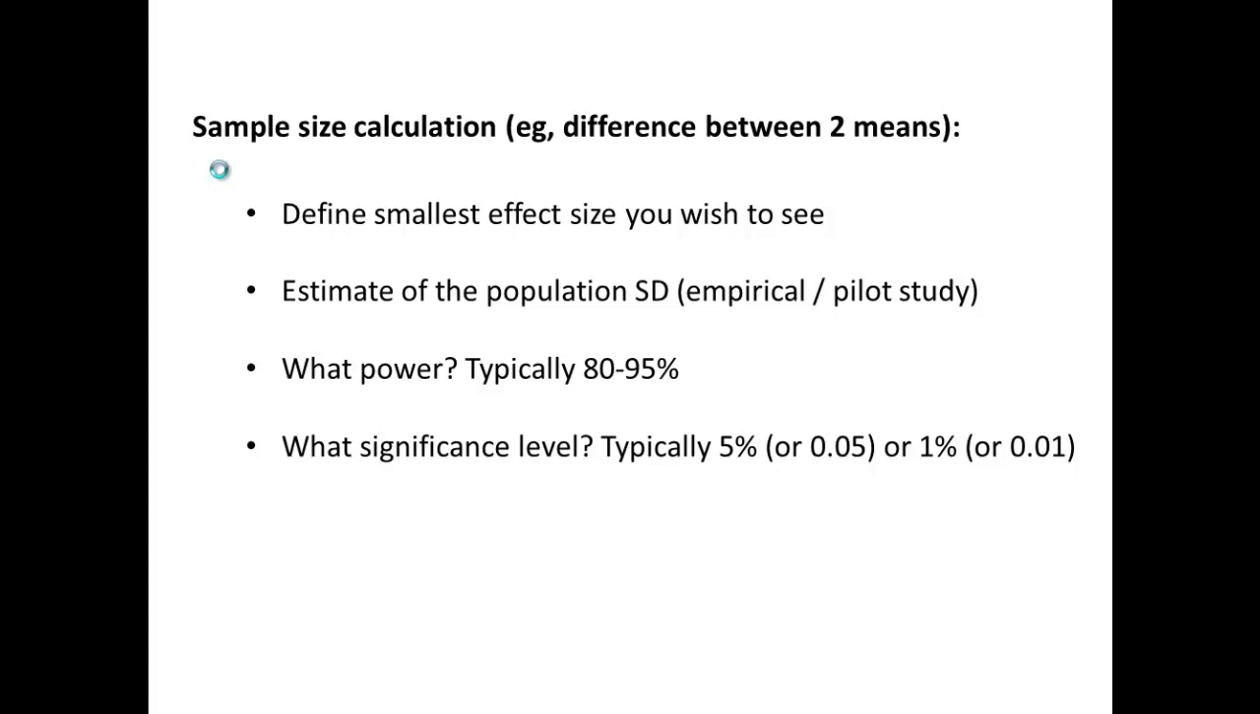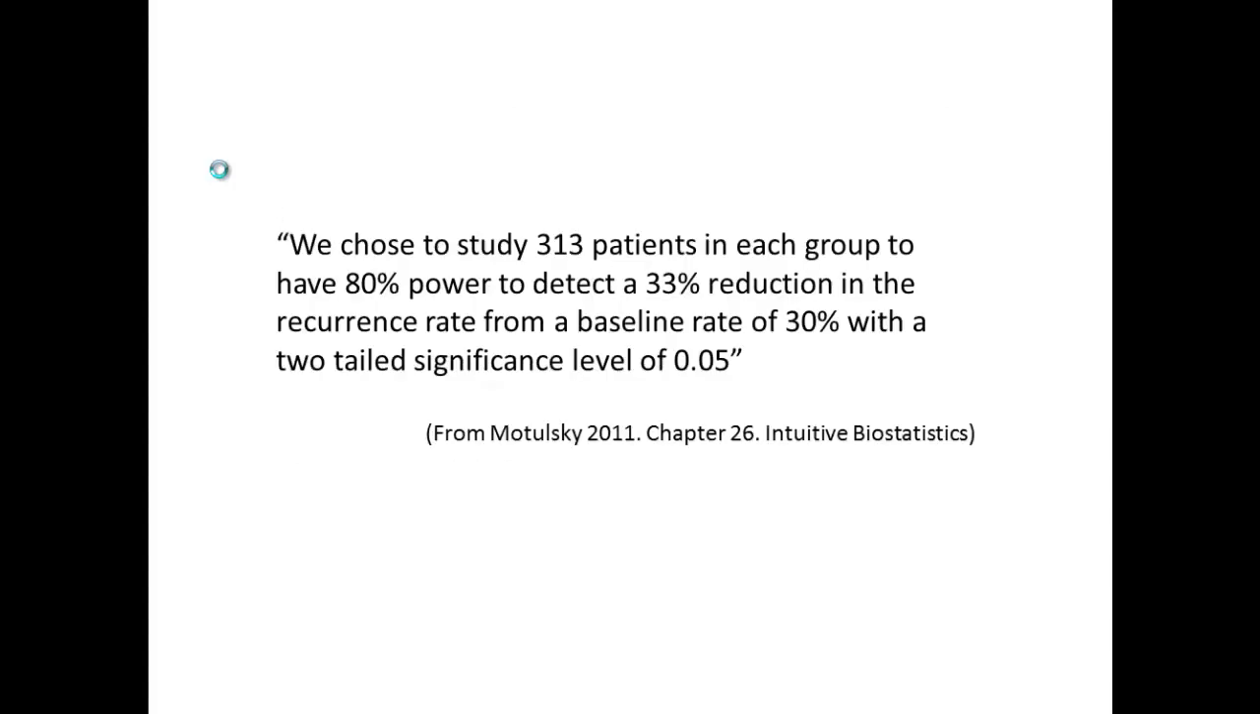The actual equation for a power calculation itself depends on what you're trying to estimate. So there are different equations for different effect estimates. So this is typically the sort of statement you will see when someone reports a result of a power calculation. So we chose to study 313 patients in each group to have 80% power to detect a 33% reduction in the recurrence rate from a baseline rate of 30% with a 2-tailed significance level of 0.05.